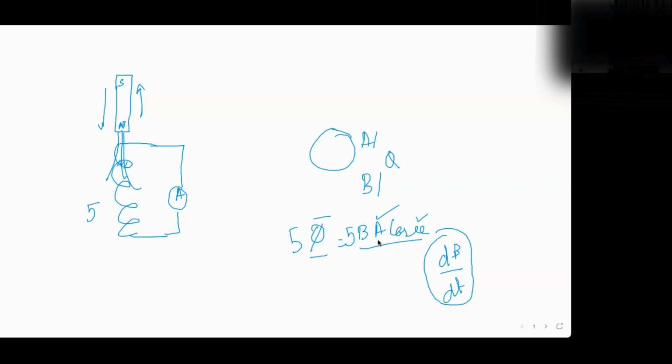In what case will I get maximum flux? Tell me in terms of rotation. B is the same, A is the same, so I can change only theta. Now, in which condition will your flux be maximum?